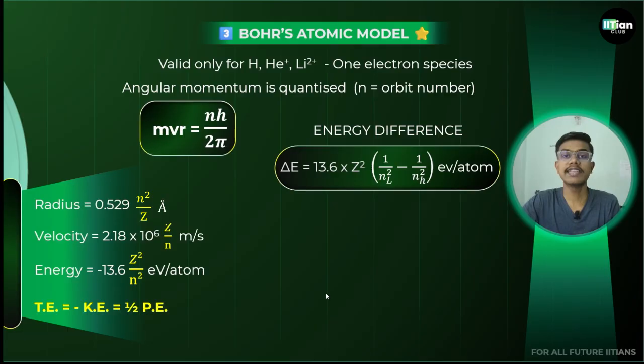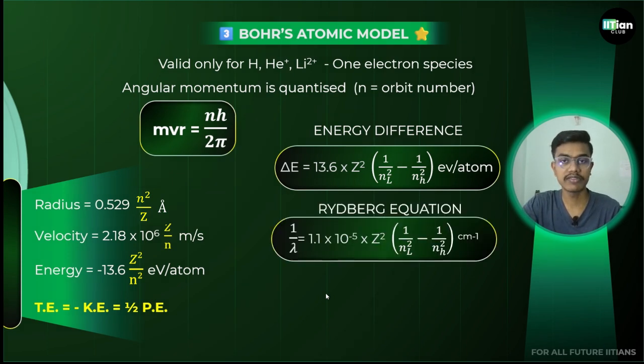Then let's say an electron is jumping from one orbit to another orbit. The energy difference between these orbits is given by this relation, 13.6 Z square into 1 by nl square minus 1 by nh square. nl corresponds to the orbit with the lower orbit number and nh corresponds to the higher orbit number. Now the previous one was in terms of energy, and if we have to know the wavelength of the photons released, we can use the Rydberg equation. 1 by lambda is equal to 1.1 into 10 to the power minus 5 into Z square into 1 by nl square minus 1 by nh square per centimeter. Note the unit as well.